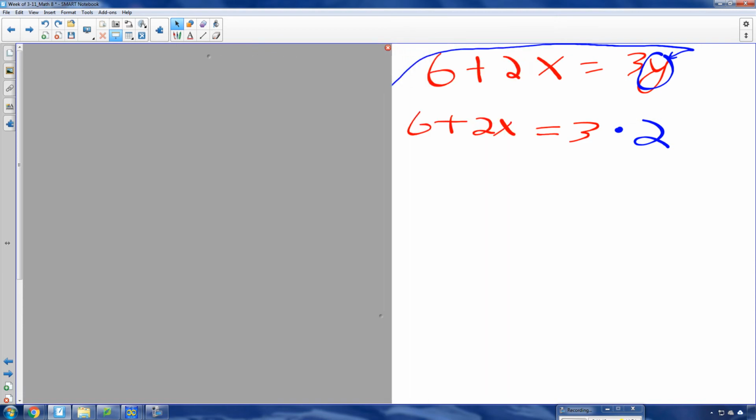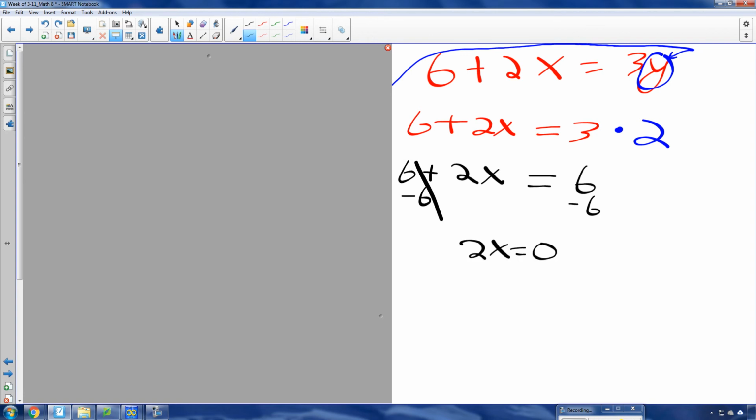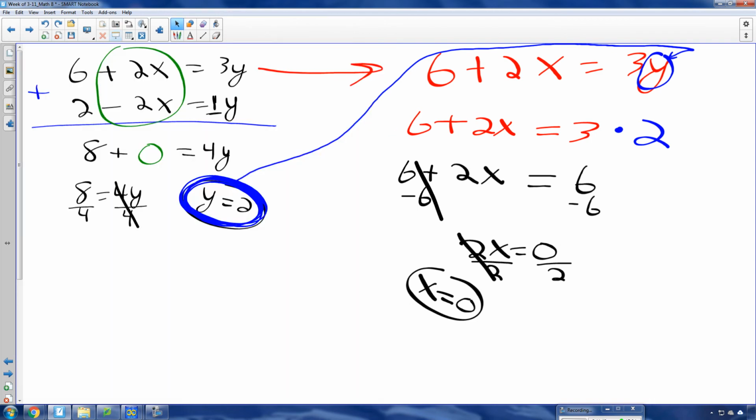I got 6 plus 2x equals 6. I'm going to subtract 6 on both sides. I have 2x equals 0. X equals 0, okay? So we have x equals 0 for our answer, but that's our second answer. We also have y equals 2. So we know that our answers are 0, 2. If we wanted to put our answer into a final bubble, our final answer is 0, 2.